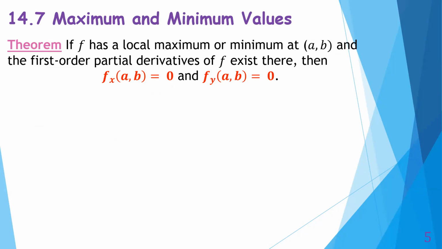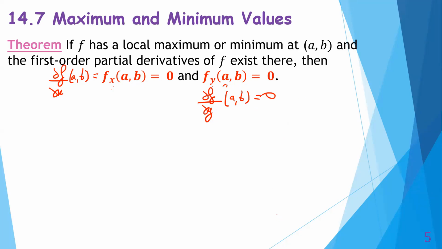So the question is how to determine extreme values. How to determine all local minimums and maximums for a given multivariate function. The first important theorem for this lecture says that if we have a local maximum or minimum at a point (a, b), then the first partial derivatives are equal to zero at (a, b): f_x(a, b) equals zero and f_y(a, b) equals zero. I recall f_x means the partial derivative of f with respect to x, evaluated at (a, b), and f_y is the partial derivative with respect to the second variable y, evaluated at (a, b), equals zero.